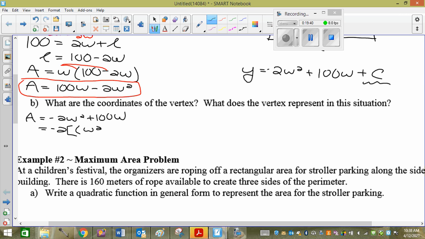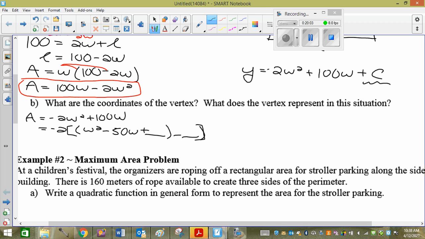And then what does this term become if I factor out a negative 2 from it? It's going to be a negative 50, right? Because if we have negative 2 times negative 50, we get 100 back. W. And then we want to do plus bracket minus bracket, and then this one should be squared on the end there.